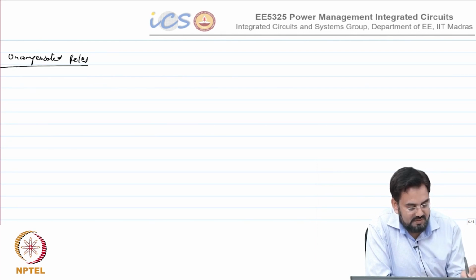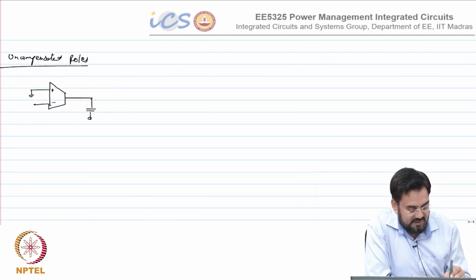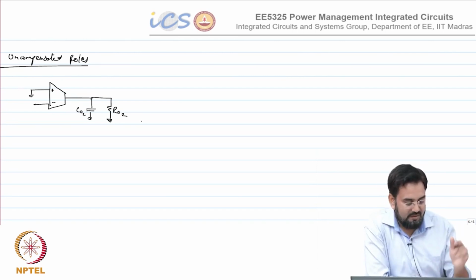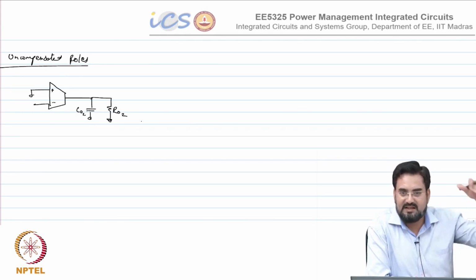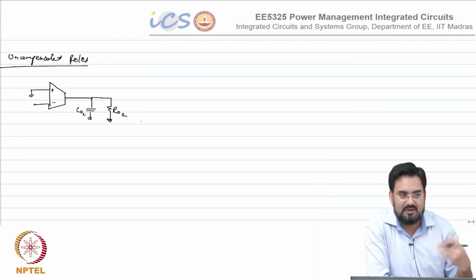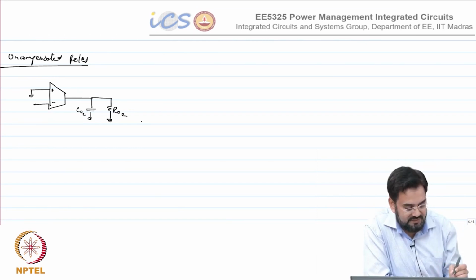Uncompensated poles. So here I am drawing your first stage for the loop gain. So what you had, I called it CO2 and RO2. If you want, you can call it CO1, RO1, but when we started we assumed RO1 and CO1 at the diode connected device, and that is the same thing I am following, so that you do not get confused.